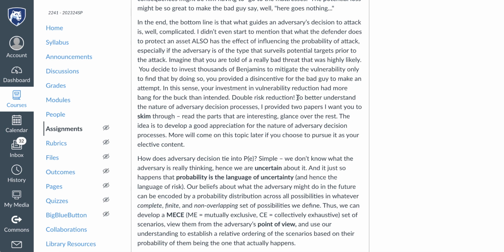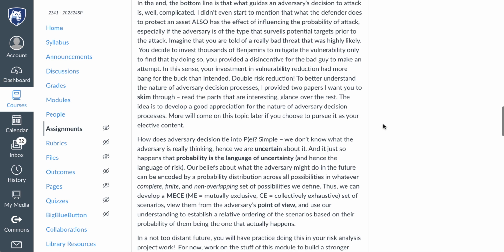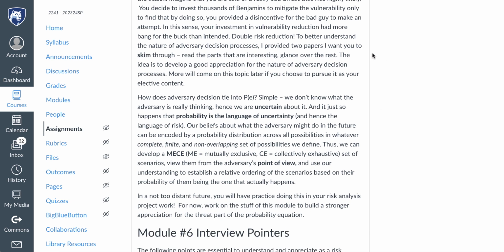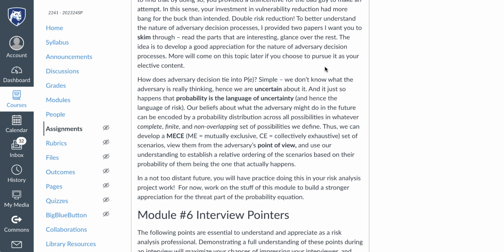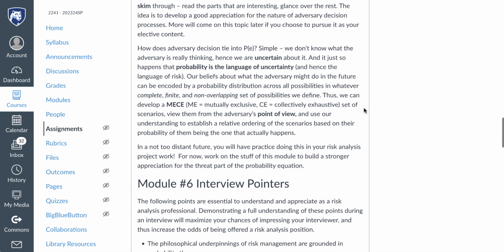Double risk reduction. To better understand the nature of adversary decision processes, I provided 2 papers I wanted you to skim through. Read the parts that are interesting, glance over the rest. At the end of this page, at the additional resources, you'll find these 2 papers. The idea is to develop a good appreciation for the nature of the adversary decision process. More will come on this topic later if you choose to pursue it as your elective content.